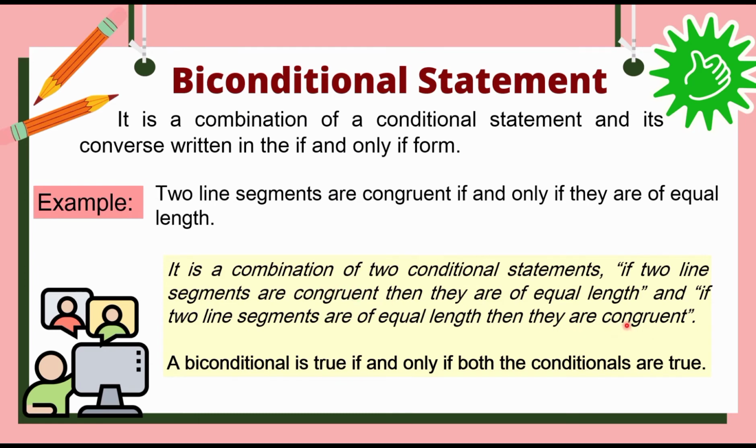So, let us find out if our conditional and converse statements are true. If two line segments are congruent, then they are of equal length. That is true. And if two line segments are of equal length, therefore, they are congruent. That is also true. So, meaning to say, a biconditional is true if and only if both the conditionals are true. The first conditional is our conditional statement, and the second one is our converse statement.